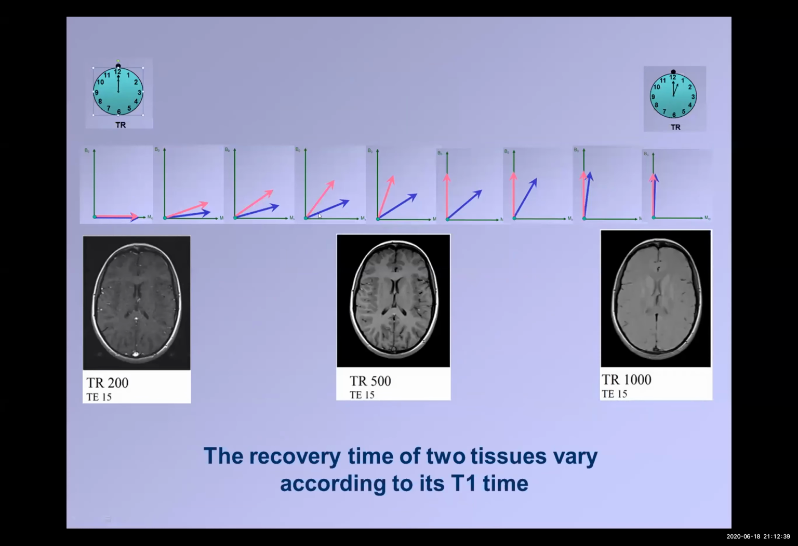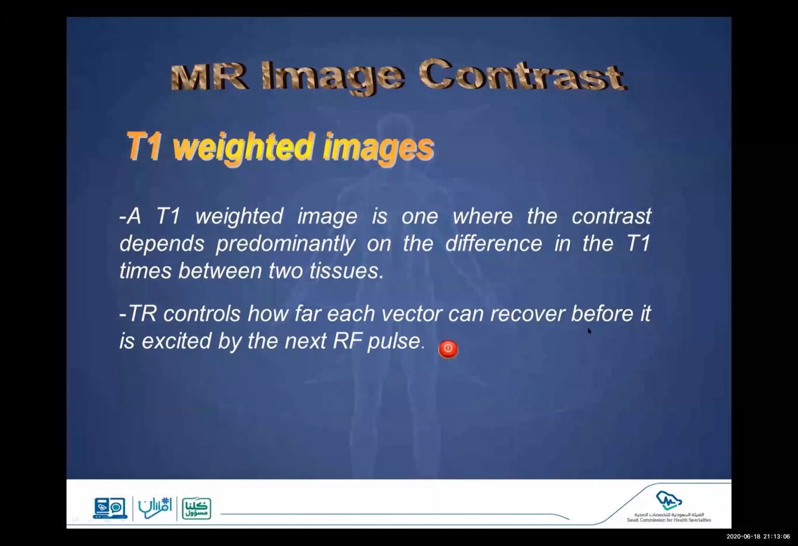As I increase my TR, I'm allowing some tissues like fat to recover, and some like fluid CSF are still near the transverse plane, and will show black. But if I give more time, I will see that all protons recovered and all tissues will appear the same, because they already recovered, and the contrast between the tissues is almost nothing. So this is very important. TR is the key player to produce your image contrast.